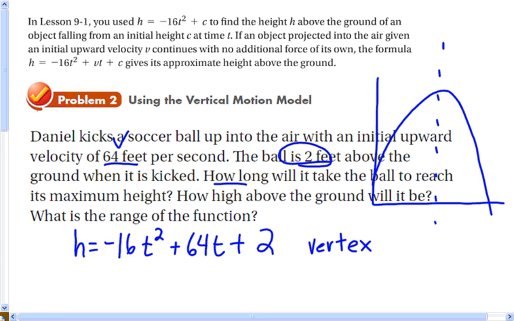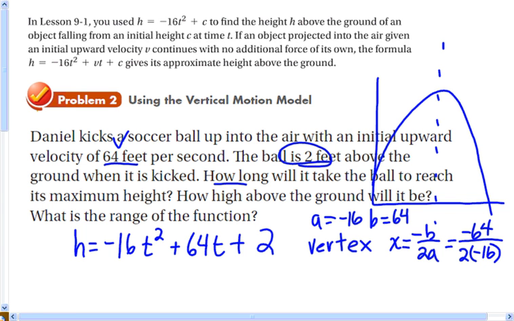The vertex equation is x equals the opposite of b over 2a, and a equals negative 16, and b equals 64. So we're going to do negative 64 divided by 2 times negative 16, and 2 times negative 16 is negative 32. Negative 64 divided by negative 32 is 2. So our axis of symmetry is x equals 2. So this is 2 right now, we know that.